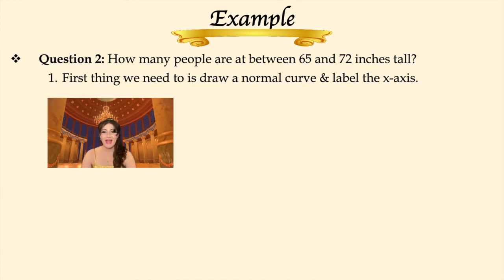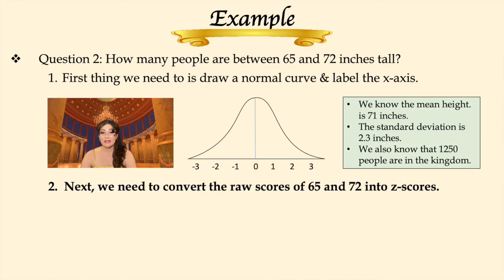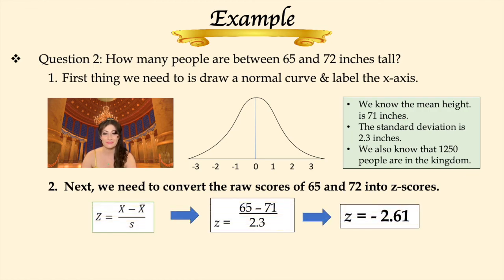Question number 2. How many people are between 65 and 72 inches tall? Again, the first thing we need to do is draw the normal curve and label that axis. The mean and the standard deviation and our n do not change for any of our questions because we're still dealing with the same data set. So again, 65 and 72 are both raw scores. We need to convert those into z-scores, but now we have 2 different scores, so basically we do it 2 times. Let's start with 65.